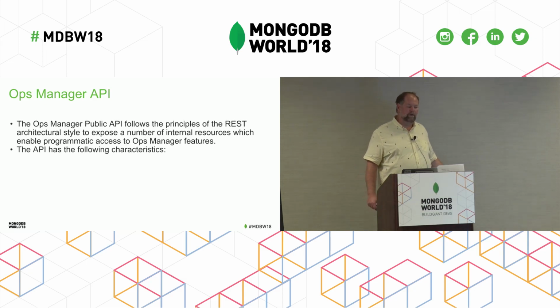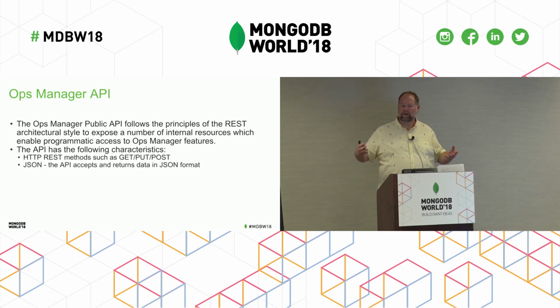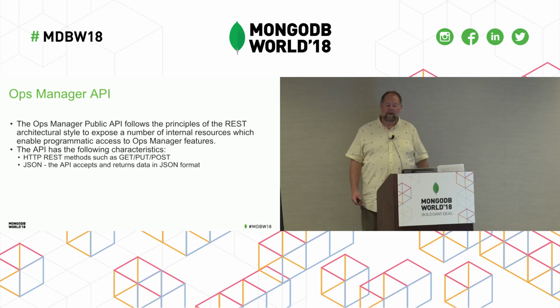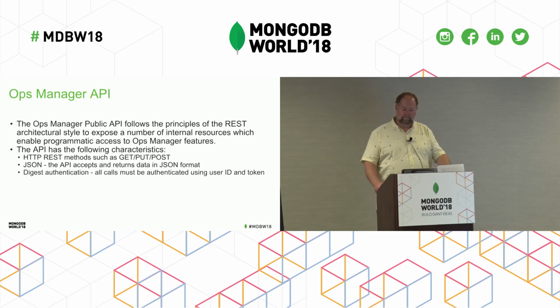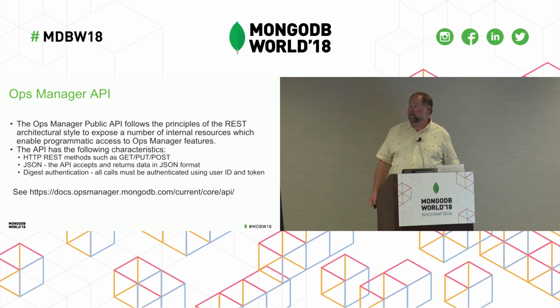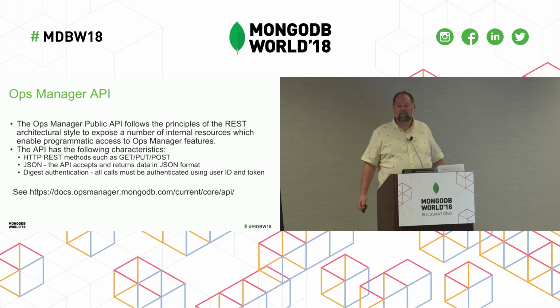So the API has the following characteristics. We use REST methods such as get, put, post, etc. JSON, of course. What other format would we use here at MongoDB? The API accepts data and returns data in the JSON data format. Digest authentication, so we can keep it secure. So all calls have to be authenticated using a user ID and a token. And here's a link to the Ops Manager documentation if you wanted to bone up on some of those concepts.